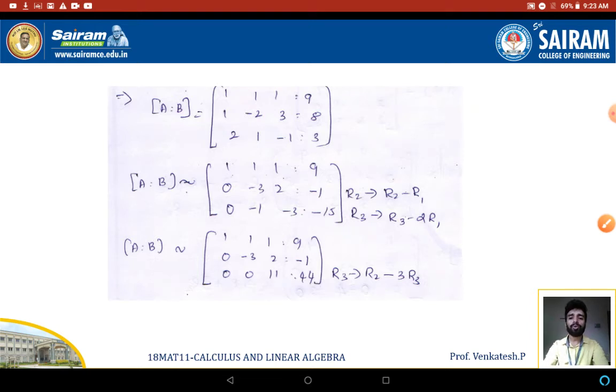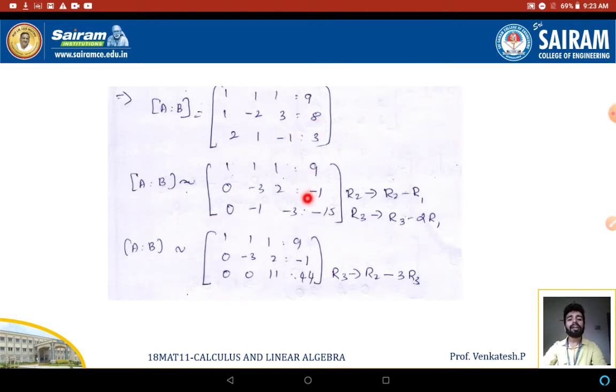The first row has no change. I'm keeping it as it is: 1, 1, 1, 9. I'm doing the operation with respect to only the R2 row. So subtracting R1 from R2, I'll be getting what? 0, minus 2 minus 1 will be equal to minus 3, 3 minus 1 will be equal to 2, 8 minus 9 will be equal to minus 1.